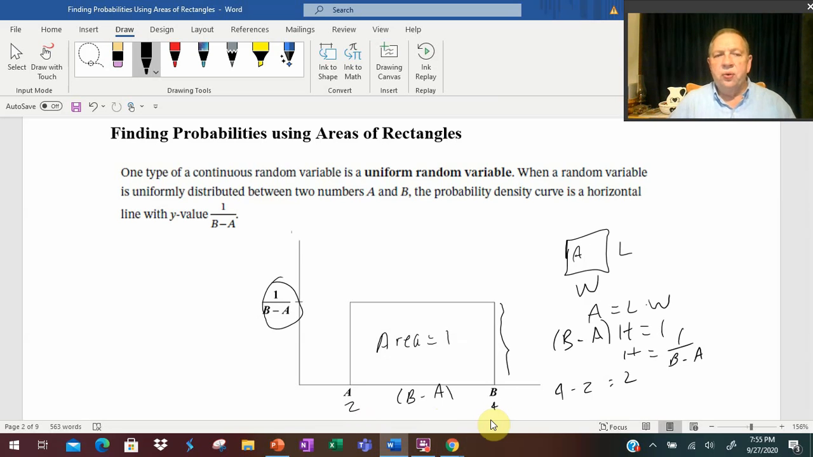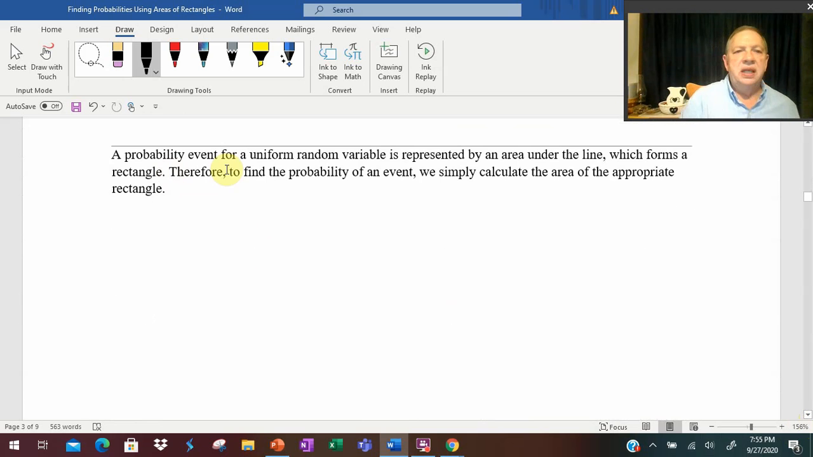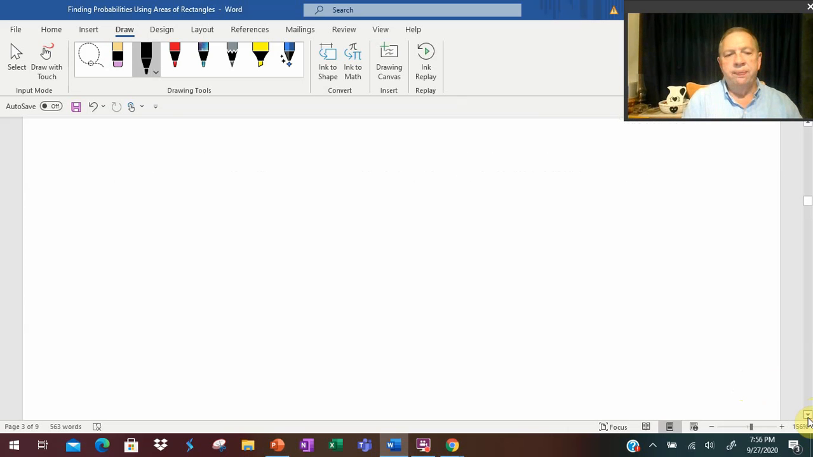When a random variable is uniformly distributed between two numbers A and B, the probability density curve is a horizontal line with value 1 over B minus A between those two intervals, okay? So a probability event for a uniform random variable is represented by an area under the line, which forms a rectangle. Therefore, to find the probability of an event, we simply calculate the area of the appropriate rectangle. So we find whatever piece of it that we need to know, and then we just basically do a length times that, and then the height of the uniform.